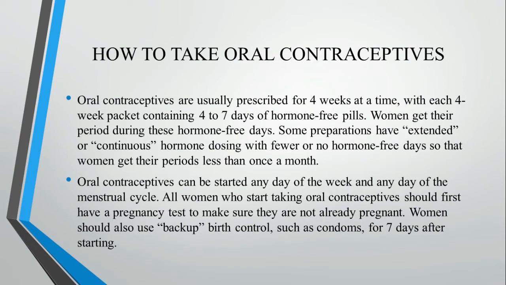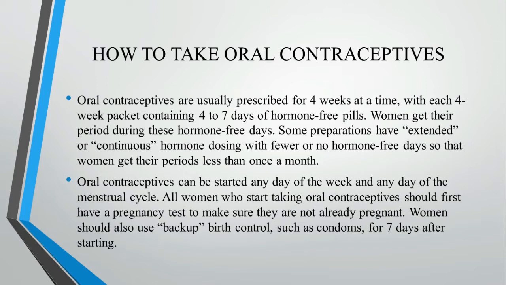So what is the best way to take the oral contraceptive? The oral contraceptives are usually prescribed for 4 weeks at a time, with each 4-week pack containing 4 to 7 days of hormone-free pills. Women get their periods during these hormone-free days. Some preparations have extended or continuous hormone dose with fewer or no hormone-free days, so that women get their period less than once in a month.